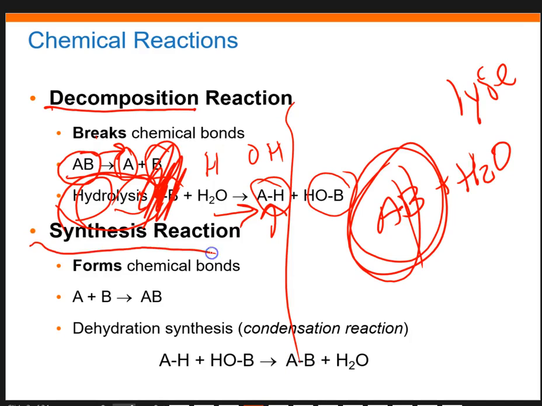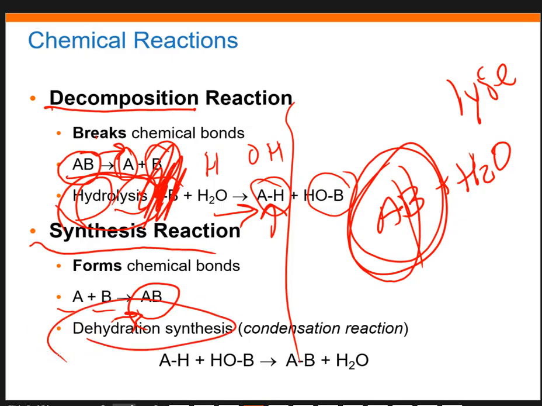A synthesis reaction is the opposite. In a synthesis reaction, we make chemical bonds, right? Synthesize, we create a chemical bond. So we're building up something larger. For example, here, A and B are separate, and then as we go forward, you'll notice a bond forms between them, and we form one larger compound.